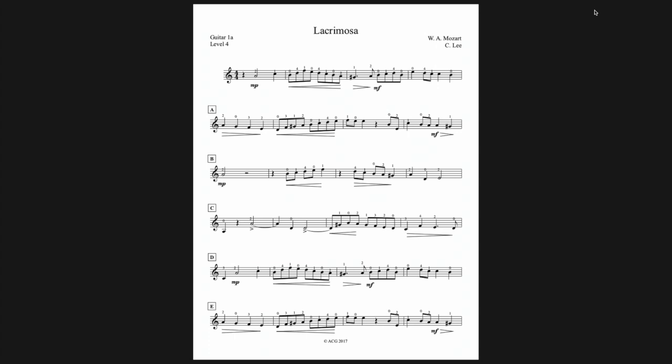This is the Guitar 1 Level 4 part for Lacrimosa, the Mozart vocal canon. This is probably more for advanced ensembles, but it still has those structural elements that would lend itself really nicely to remote learning. It's a 16 measure canon separated into 4 phrases of 4 measures, starting at the beginning, then rehearsal letter A, rehearsal letter B, and then rehearsal letter C. So the structure is already in place for you to kind of create assignments and have students submit each section.